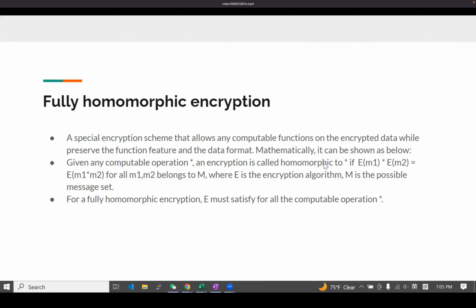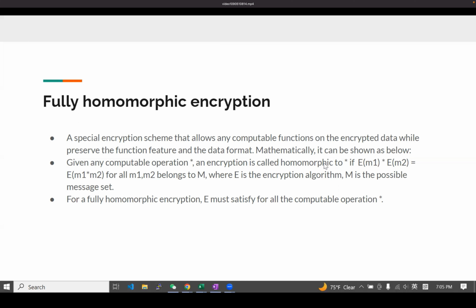Mathematically, it can be shown as below. So given any computable operation star, encryption is called homomorphic to the operation star if E(M1) operate E(M2) equals E(M1 operate M2) for all M1, M2 belonging to M, where E is the encryption algorithm and M is the possible message set.